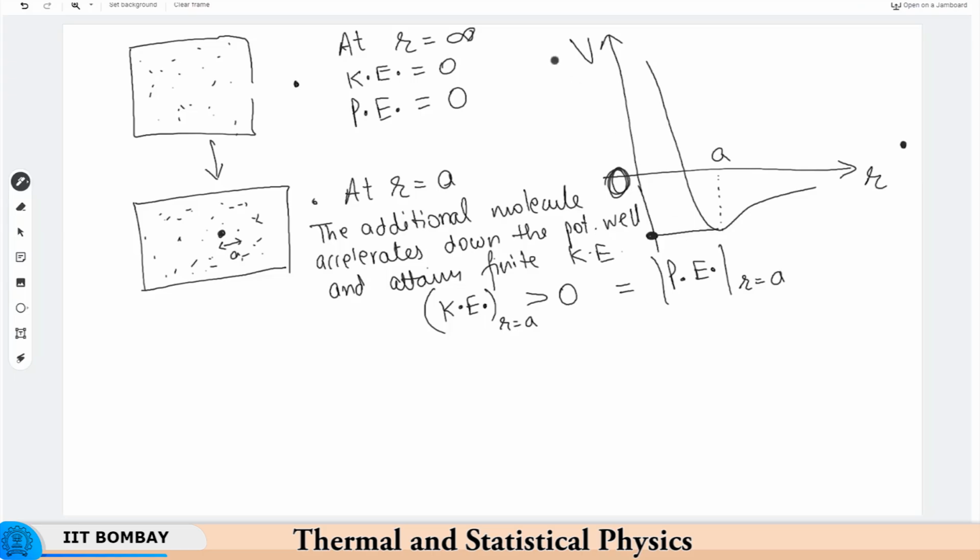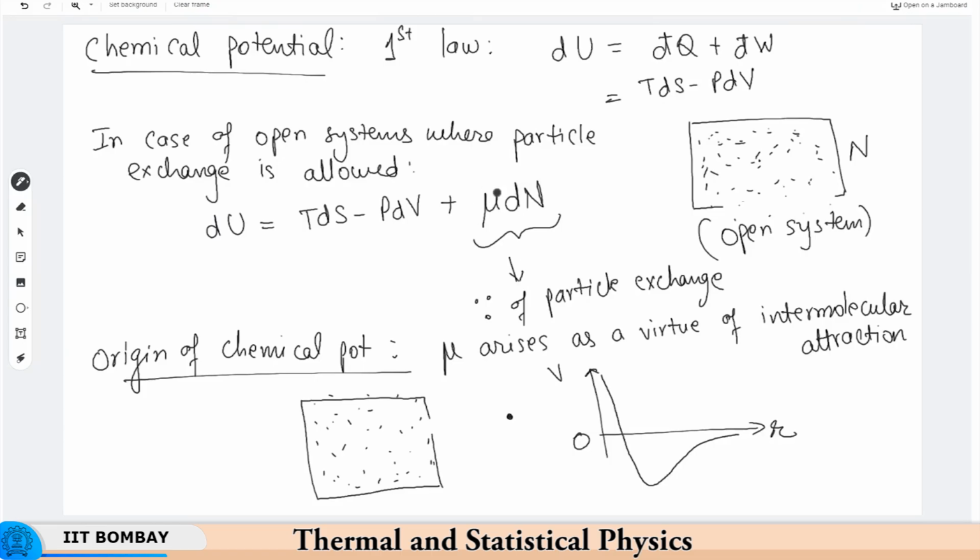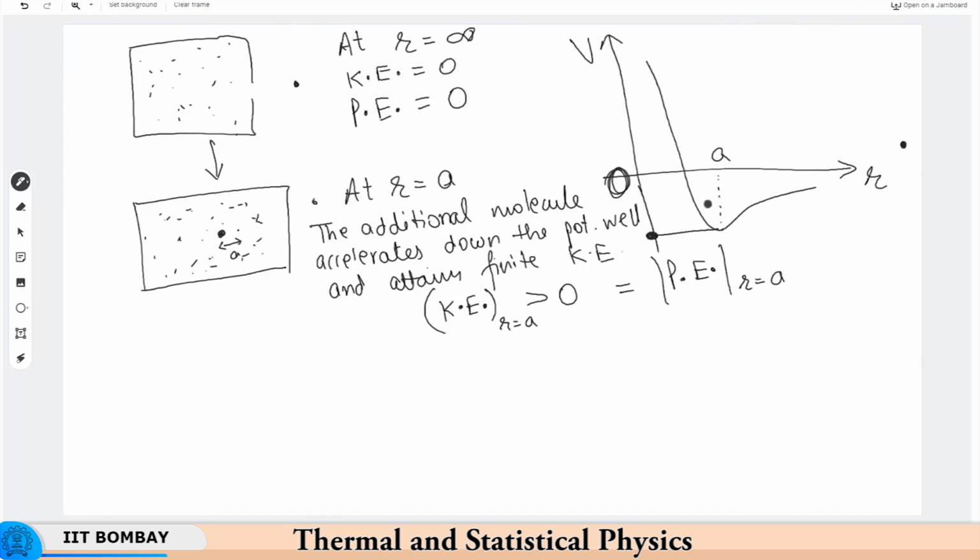And the term that comes in front here, which I defined as chemical potential, just determines how deep this potential well is. If the molecules are attracting each other with much greater forces, there will be greater contribution to the internal energy. That basically tells you the magnitude of the chemical potential.